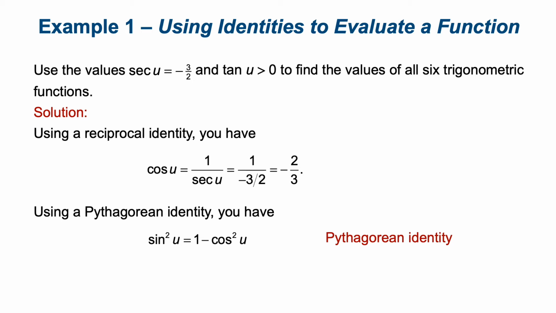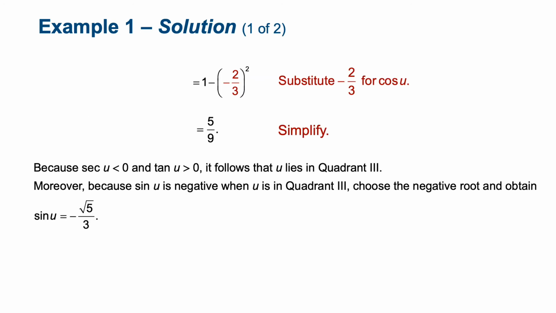Because you know that sine squared plus cosine squared is equal to 1. We subtract cosine squared from both sides, and we get sine squared of u is equal to 1 minus cosine squared of u. If we plug in negative 2/3 for cosine, we can simplify and get 5/9 is equal to sine squared. But to solve for sine, we need to take the square root of both sides. But which one do we use? Do we use the positive solution or the negative solution? Well, what are we given? We are given that secant is negative, and we're also given that tangent is positive.